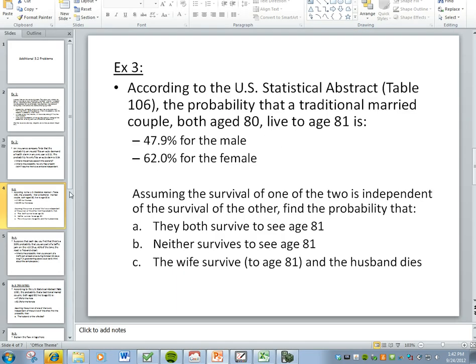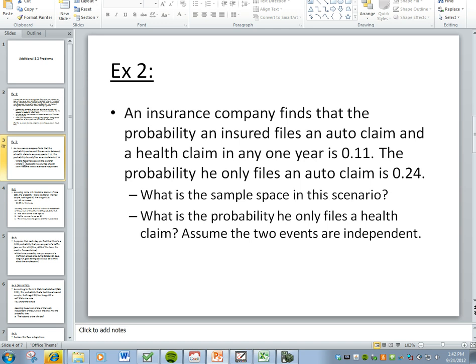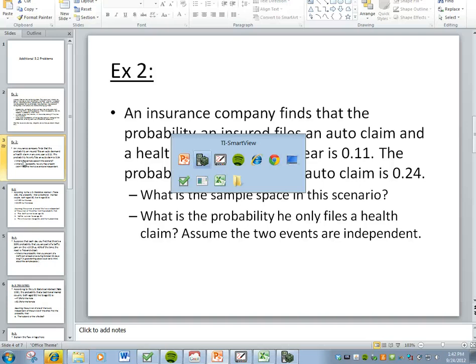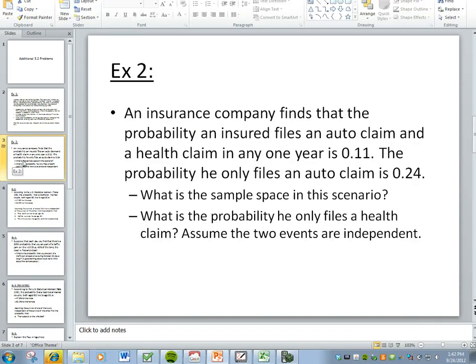Let's do one more here where it has us kind of thinking backwards. An insurance company finds that the probability an insured files an auto claim and a health claim in 1 year is 11%. The probability he only files an auto claim is 0.24. Okay, so we want to know the sample space in this scenario. In other words, what are all the possible outcomes?